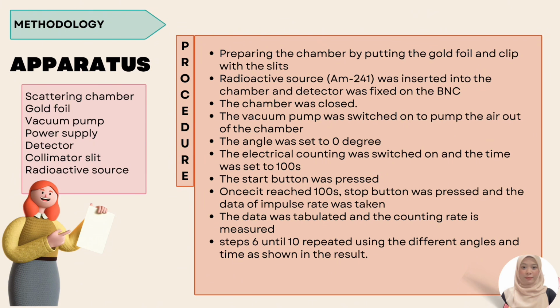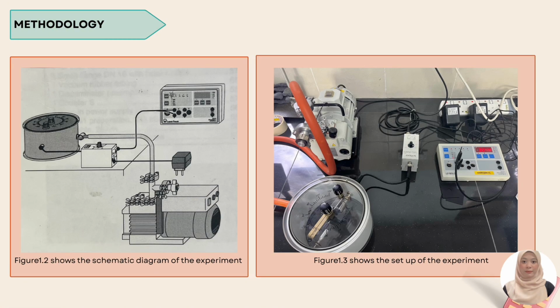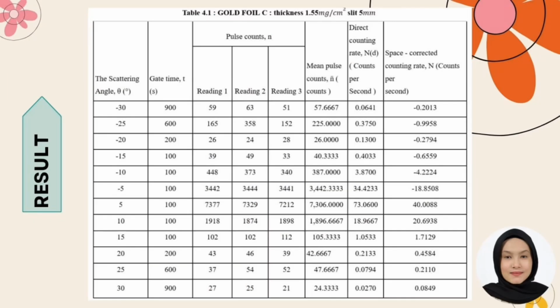Once it reached 100 seconds, the stop button was pressed and the data of impulse rate was taken. The data was tabulated and the counting rate was measured. Steps 6 to 10 were repeated using different angles and times, as shown in the result. Here is our experiment setup. Next, let us move to the result.